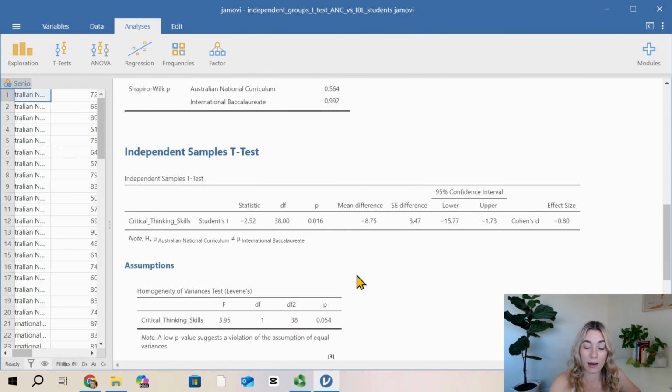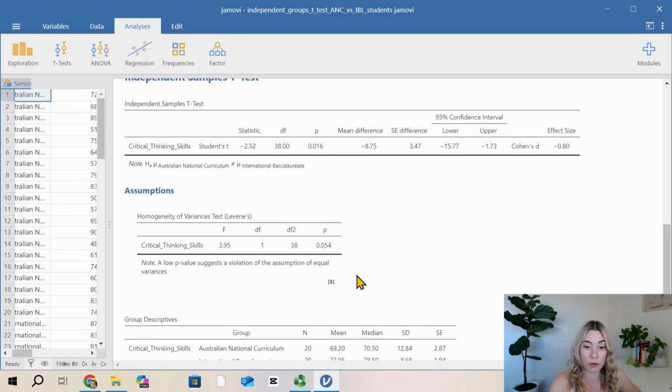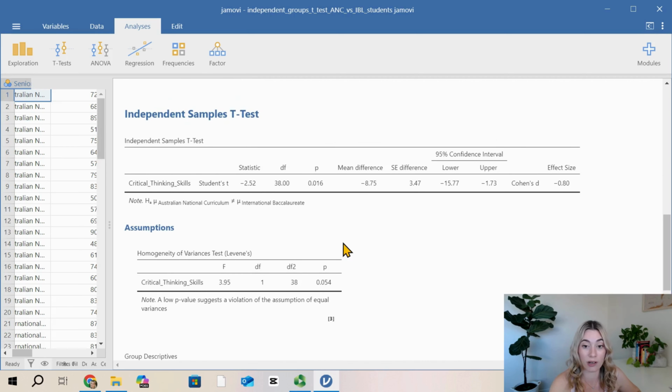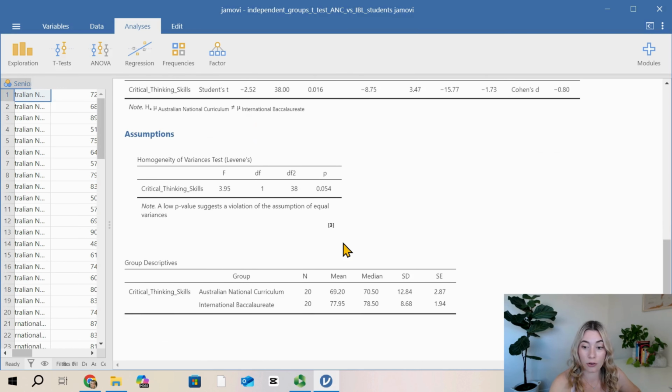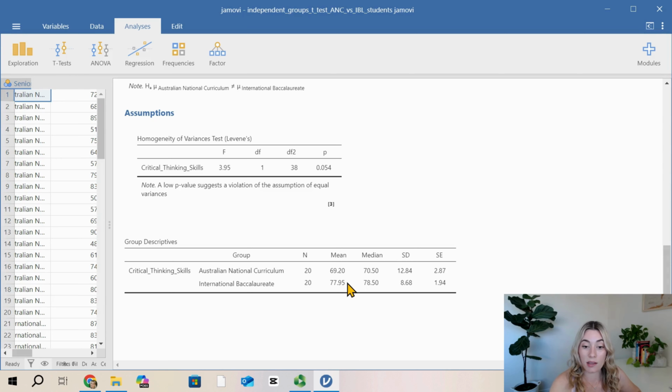We then look at our next assumption, which is homogeneity of variance. Here we look at the p-value and we can see that it is above the 0.05 threshold. Thus we have also met this assumption and can proceed with interpreting our t-test. If we look here at our group statistics, we can see that those in the International Baccalaureate program scored higher on the critical thinking skills test than those in the Australian National Curriculum.